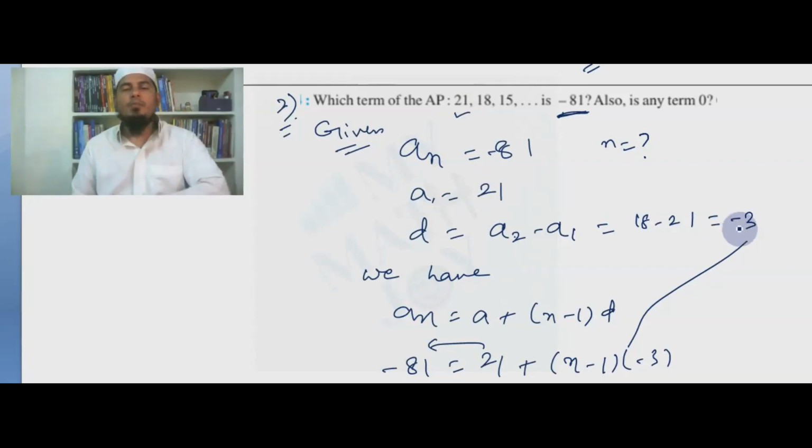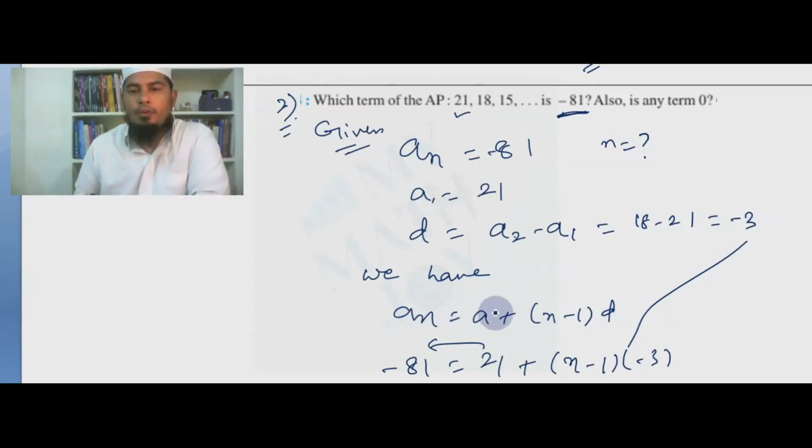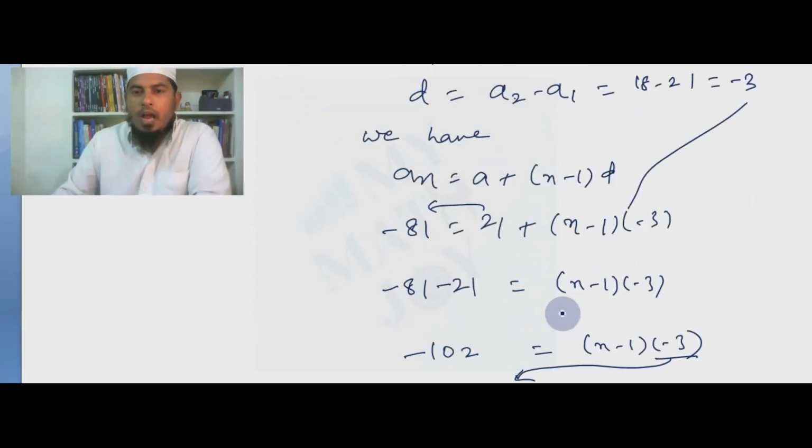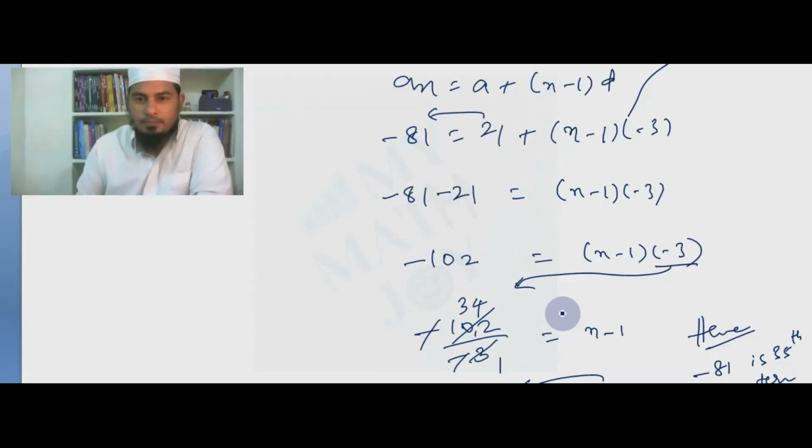Again the same formula, an is equal to a plus (n minus 1) d. In the same formula, among the 4 things, any one can be unknown at any time. In the previous problem, an was to be found, now n is unknown, so we need to find the n value. How do we find this n value? an is negative 81. We write whatever is given into our formula: 21 plus (n minus 1) times d, exactly. d is negative 3, that is why the bracket should be used.